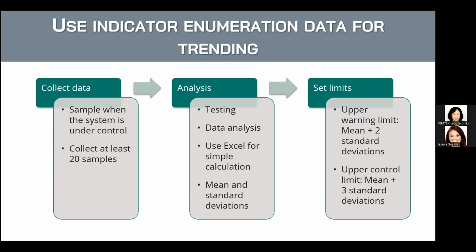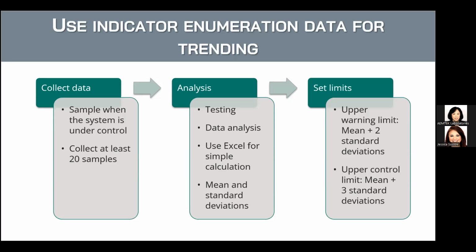And then you perform testing. Some people test for APC, some people test Enterobacteriaceae, some people test coliforms. It depends on your specific process. And then perform data analysis. It sounds fancy, but it can be really simple. You can use Excel for simple calculation, or you can use some software to do that for you. And then if you want, you can set the limit.